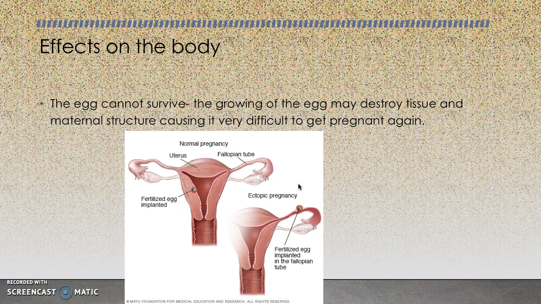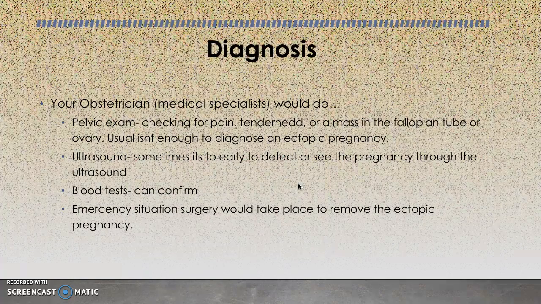The growing egg may be destroyed or may destroy tissue and maternal structure, making it very difficult to get pregnant again. So this is a picture of, the top one is a normal pregnancy where the fertilized egg is implanted in the uterus. And then on the bottom one, it's a fertilized egg implanted in the fallopian tube, and that's where when the baby starts to grow and grow, it'll burst your fallopian tube, and that's what will cause a lot of issues in your pregnancy and leads to termination of your baby.